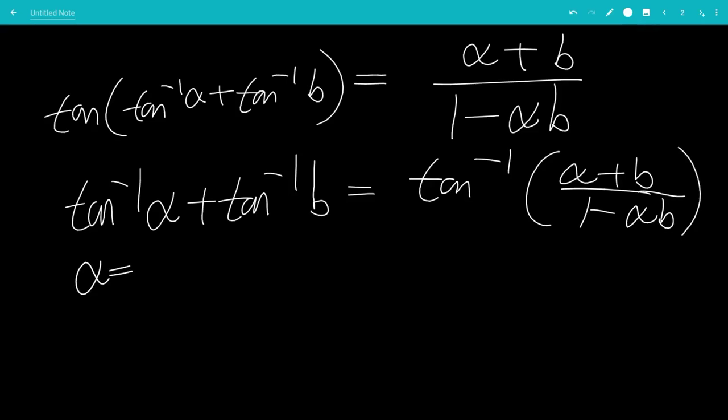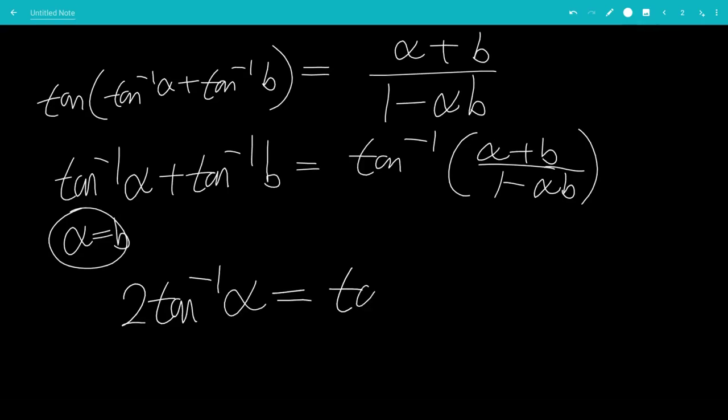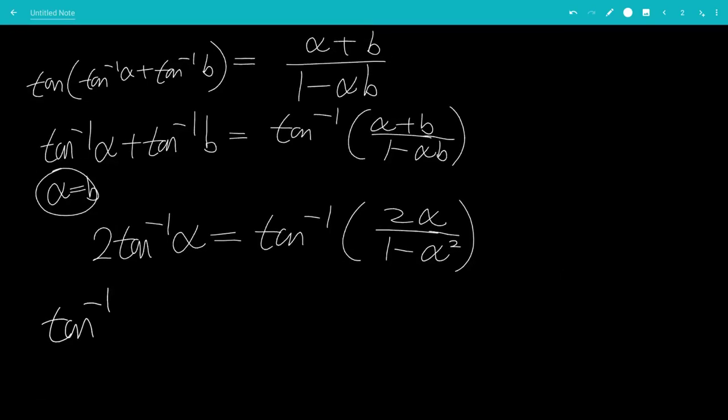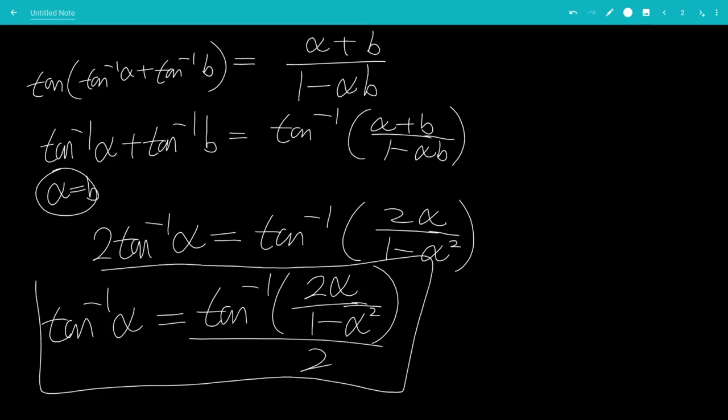So now if a equals b, so we'll let b turn into a, it'll be inverse tangent a plus inverse tangent a, which is 2 inverse tangent a, equals inverse tangent of a plus a, which is 2a, all over 1 minus a squared. And then we can divide by 2. So this is the nice identity I was talking about.